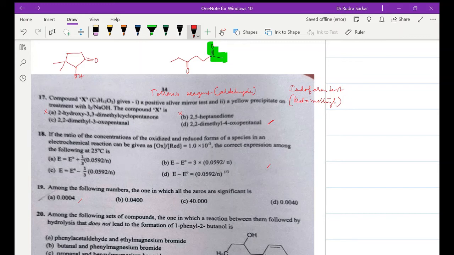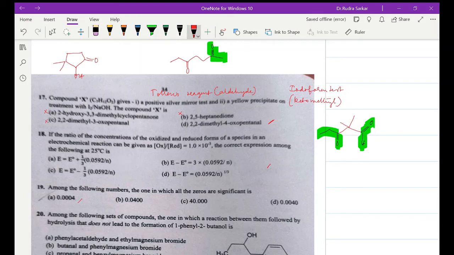Okay, so let's draw a pentanal first. Let's draw over here. This is 1, 2, 3, 4, 5. Okay. And we have this one. So again, this is having no doubt the aldehyde group, but this is not a ketomethyl group. Okay. So this also is the incorrect option.